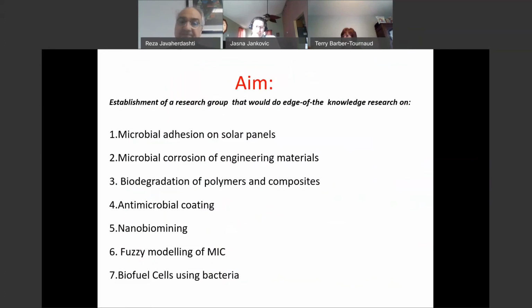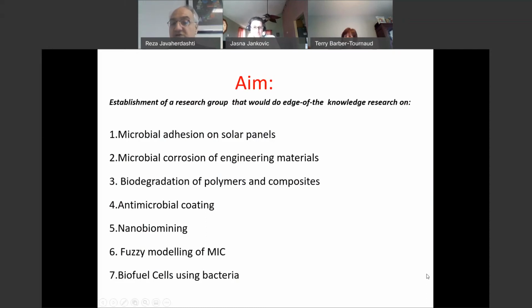Last but not least, our aim from these presentations, I mean, when I say these presentations, I refer to the presentation I had 4 days ago and the presentation now, is to basically establish a research group that could have the following 7 topics as the main axis of research. Microbial adhesion on solar panels. We cannot say that our technology is 110% complete. Definitely there are aspects of it that need more research.